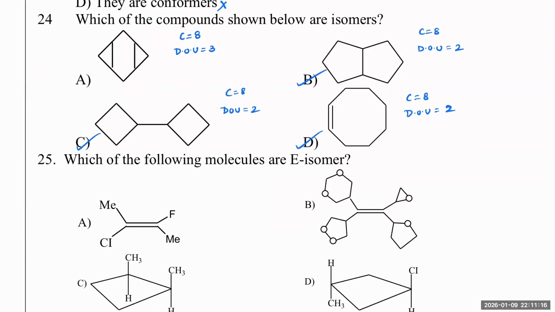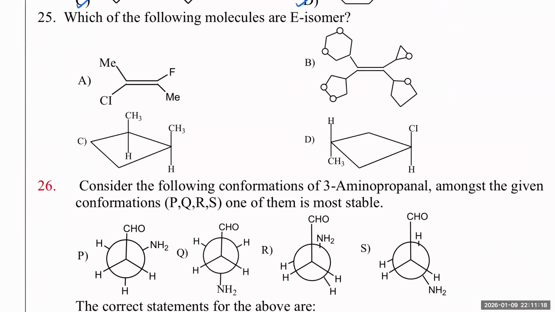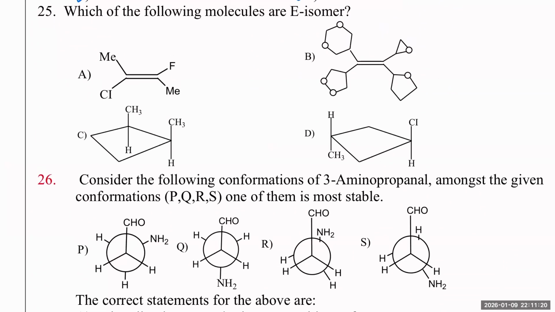Okay. Next, notice the 25th one. Which of the molecules are E isomer? Okay. High priority is this one. Here high priority is this one. So that makes them opposite, which means E.